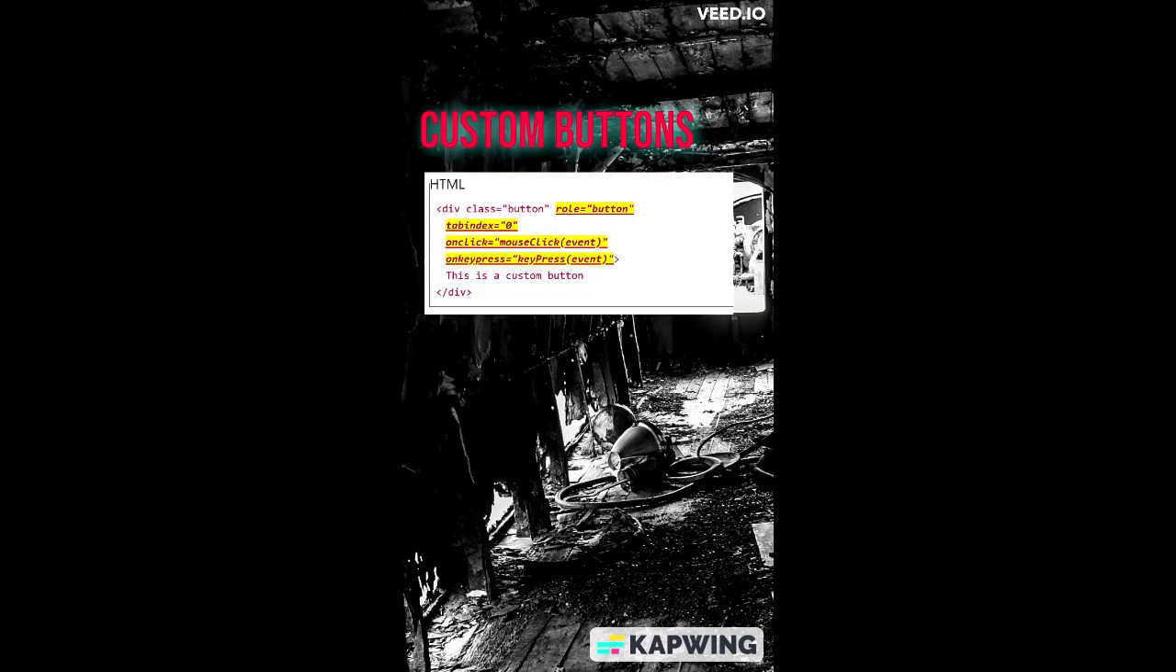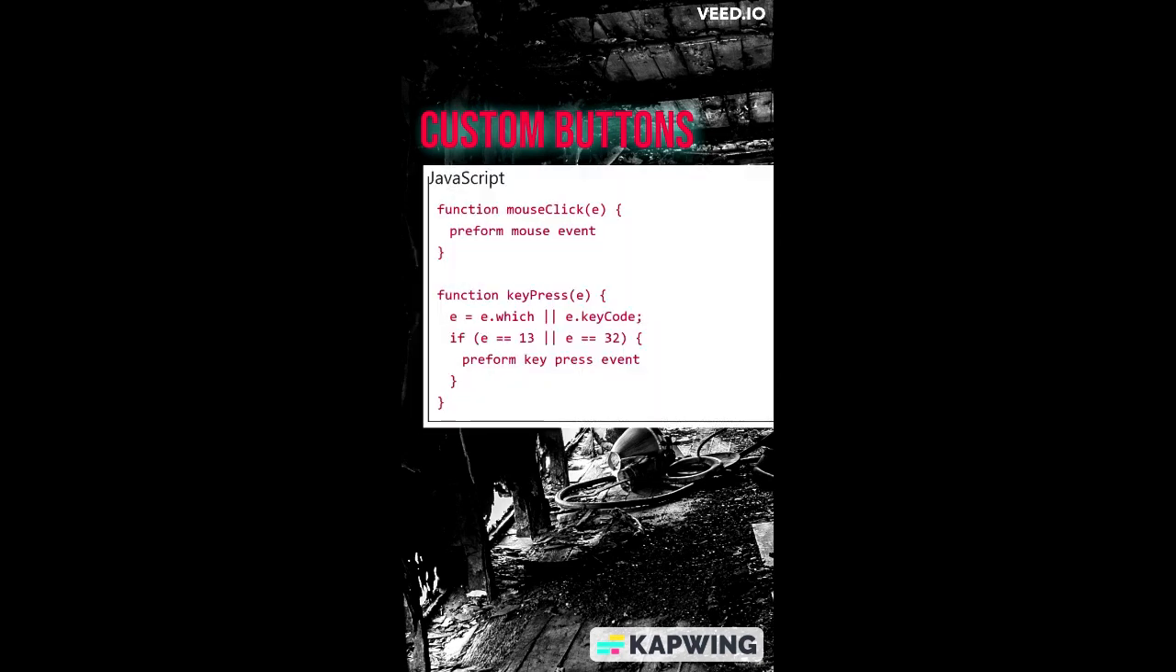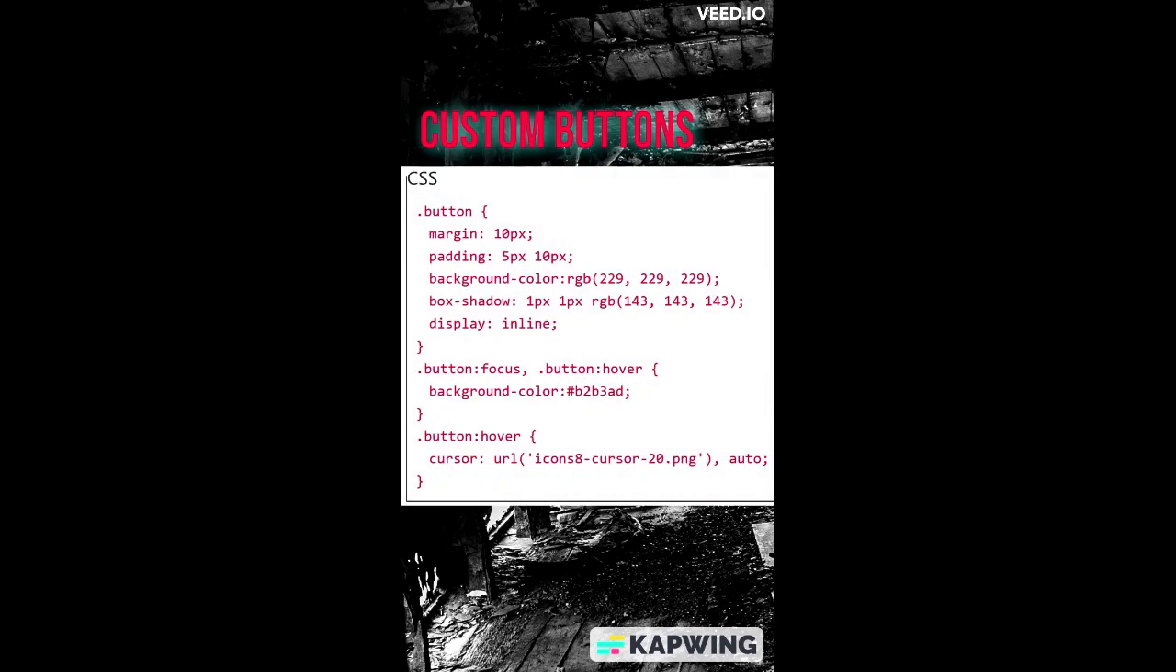HTML. Add a role button. Add a tab index. Add mouse click event. Add the enter and spacebar events. Add CSS. That's not all, folks. Now add the JavaScript. This is the simplest version of JavaScript. Finally, the CSS. Oh, you think you're done?